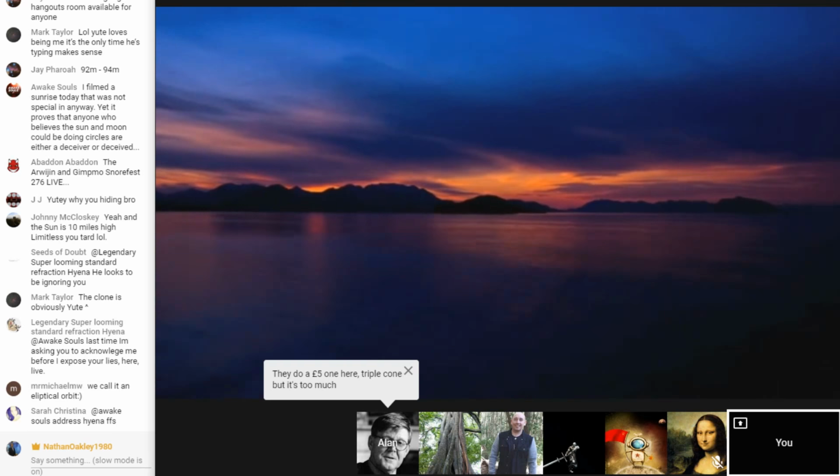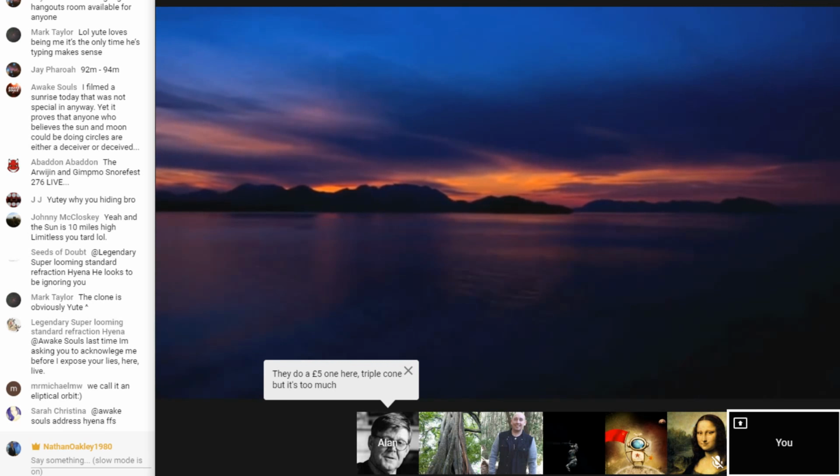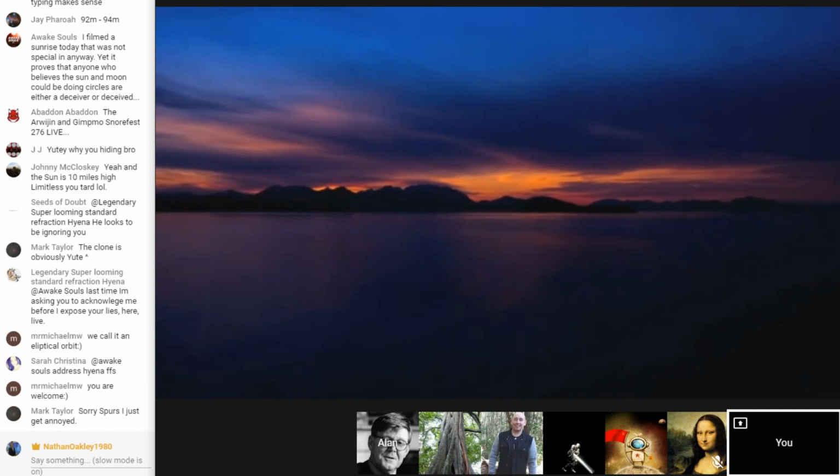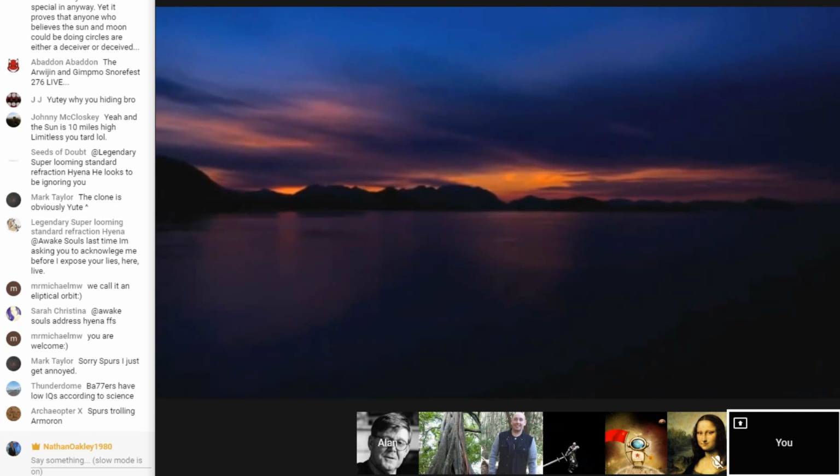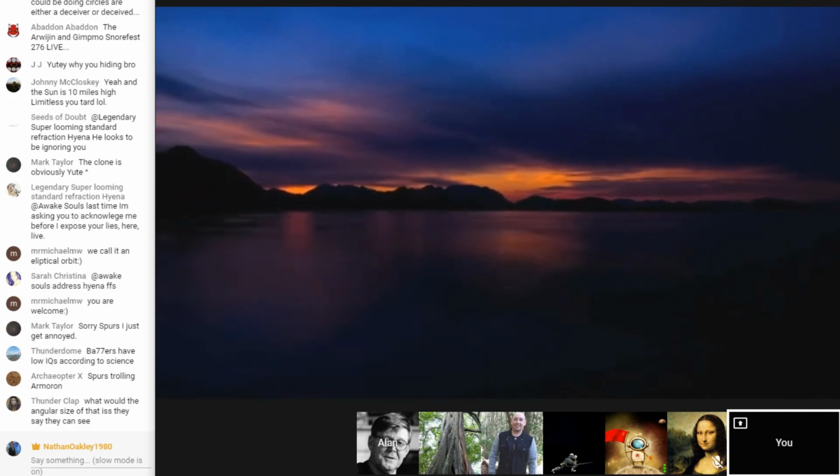orbits, basically, and so it has to. It's not moving in a perfect circle around the sun, even by the heliocentric standards. It's moving in an ellipse. So the sun is not consistently 93 million miles away. It is varying a great deal. Huge.